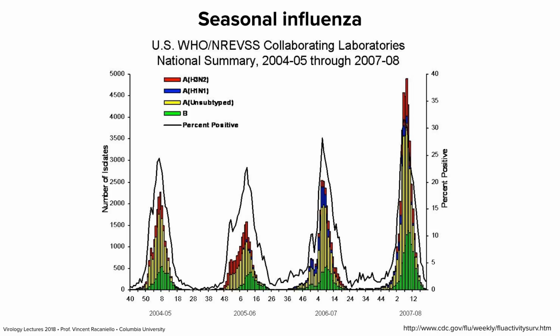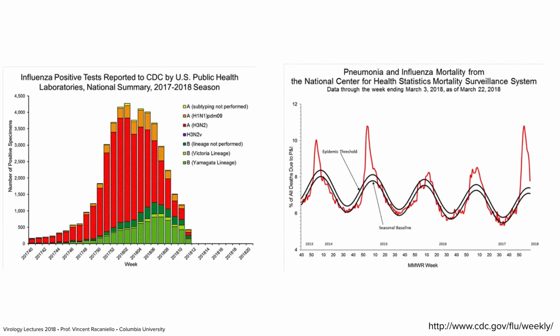Those are subtypes defined by the hemagglutinin and the neuraminidase glycoproteins. Those are in red and blue. You can see some years the red, the H3N2 predominate, other years the blue. And then influenza B viruses is a smaller fraction. So that's to show you the seasonality.